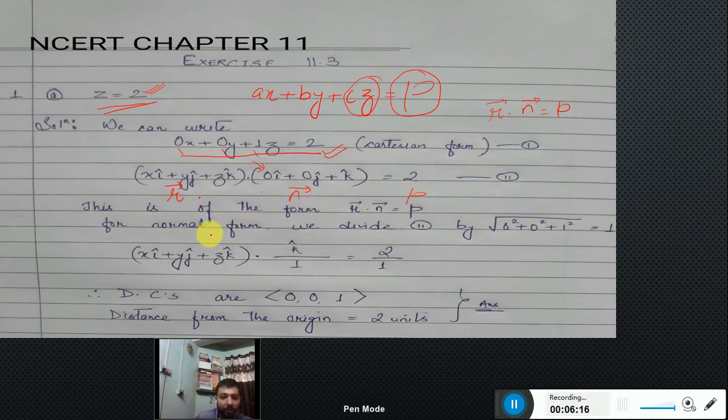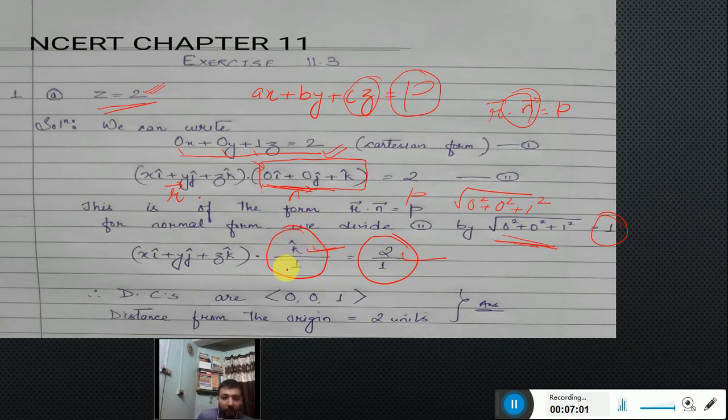Now I will change it. This has to be divided by the square root of 0 square plus 0 square plus 1 square, because it is the normal, right? And you know that to get n cap I need to divide by the modulus of n vector, that is the magnitude, which is here. So this equals 1. Once I divide the n vector by 1, I need to divide p also by the magnitude of n vector. So I have this divided. Now this becomes the distance and this becomes the normal unit vector.